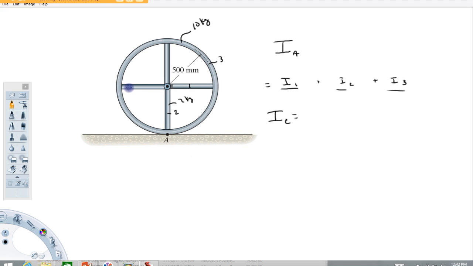So I1 is the moment of inertia of this bar. If I treat it like a slender bar with the axis through the center, I would have 1/12 ml squared for the horizontal bar. For the vertical bar, it's the same thing, another 1/12 ml squared. And then we'd have the hoop part. If you look up the moment of inertia of a hoop, I'm pretty sure we're going to get big M R squared, where the big M is this guy. Then the little m is going to be the 2 kilograms.